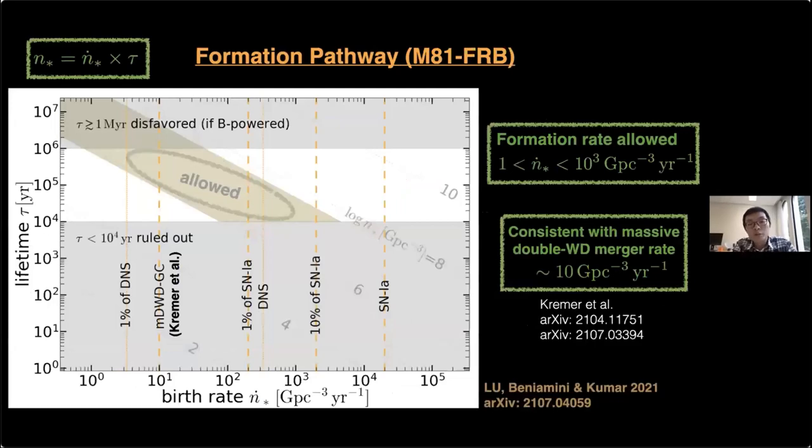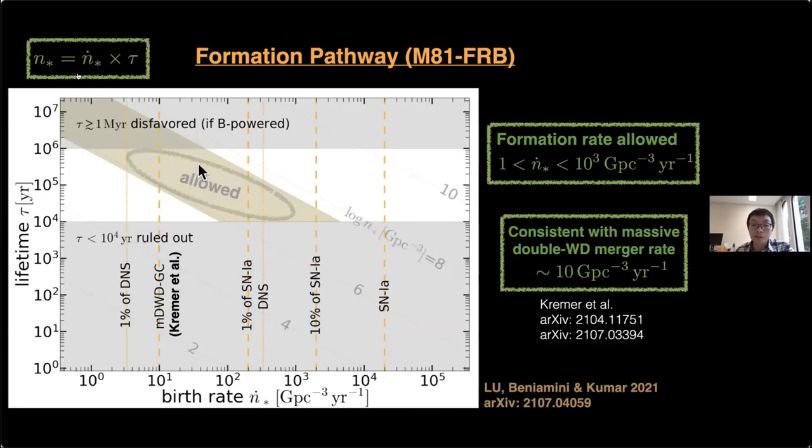So in terms of the formation pathway of the M81 FRB, what I'm showing here is very simple. You have the number density, which is constrained by observation. And we also have some constraint on the lifetime. So that constrains the formation, the birth rate. And that gives some hint about the formation pathway. Here's what's allowed by observation. Here's the lifetime. It's between 10 to the 4 and 10 to the 6 years. I would say most likely it's 10 to the 5 years. So the birth rate of these objects is in this range. They're not near the core collapse rate. They're much less than the core collapse rate.